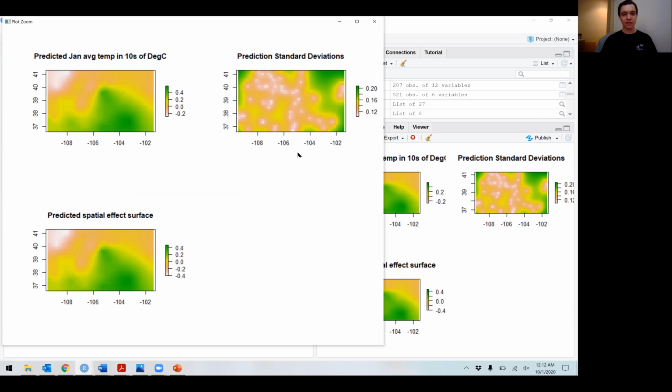Here are our prediction standard deviations. What do those look like? Well, we can actually see where the observations were taken. And around the observations, our prediction standard deviations are quite low. The next set of notes will show us why that's the case. And in this case, our predictions and our latent spatial effect surface look very similar. However, look at the legend. Remember that the latent spatial effects are a mean zero process. That is not the case for the predictions.